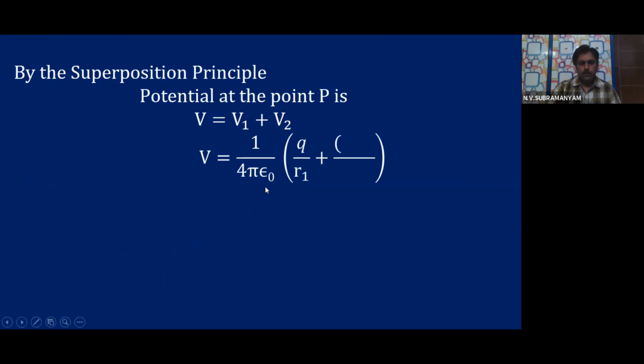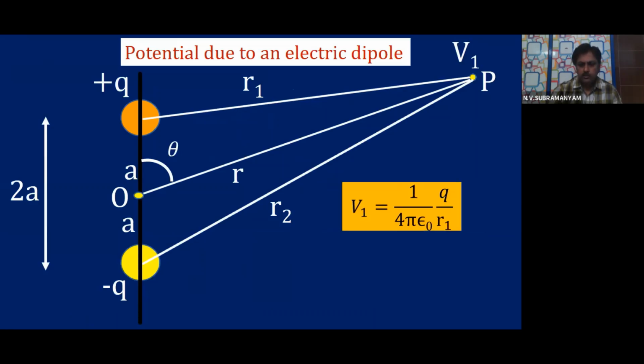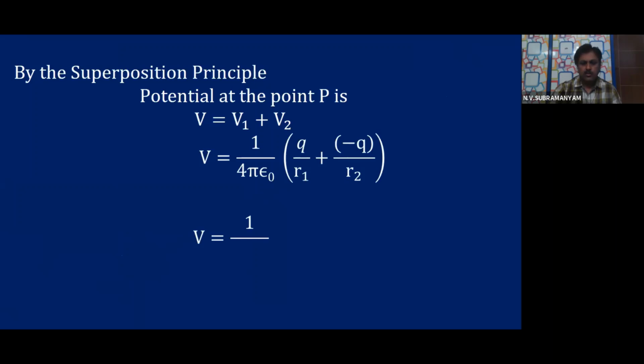V is equal to 1 by 4 pi epsilon 0, q by r1 plus minus q by r2. Plus into minus, what will it become? Minus. So I have just substituted the formula, children. You see here, two formulae we have: 1 by 4 pi epsilon 0 q by r1 for V1, and 1 by 4 pi epsilon 0 minus q by r2 for V2. So take those two formulae and substitute them in the formula.